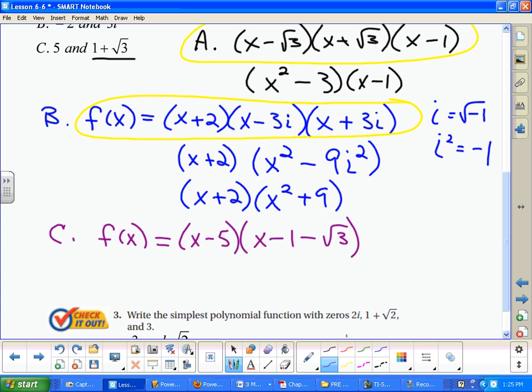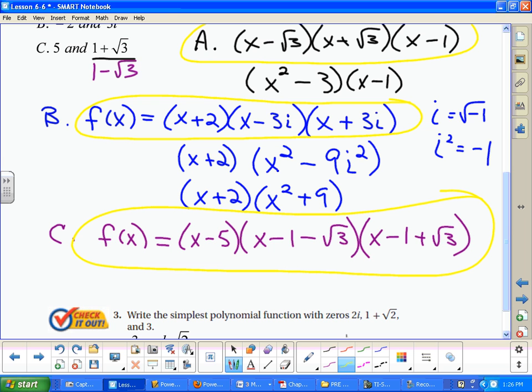Now, what's the conjugate of 1 plus the square root of 3? 1 minus. So if I had a 0 of 1 plus the square root of 3, I also have a 0 of 1 minus the square root of 3. Okay? Which means that the opposite of that is going to be negative 1, and the square root of 3 is going to be positive. All right, and you can stop there. Now this multiplication, that'll take you 4 or 5 lines, but you can do it.